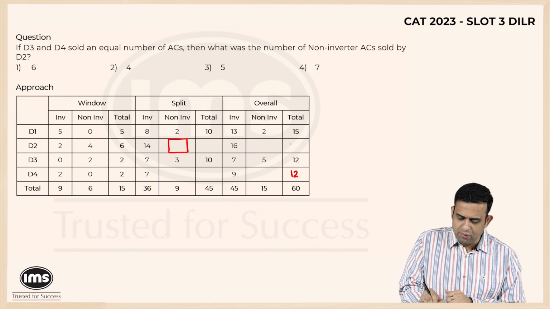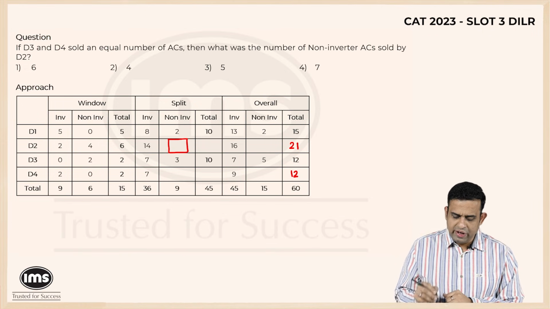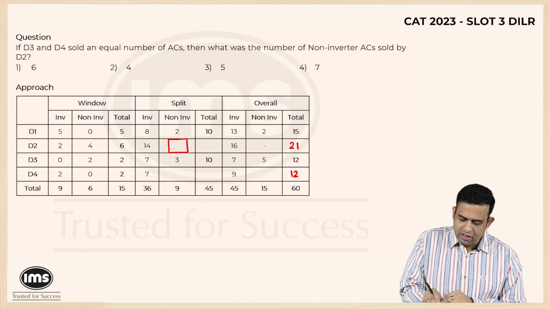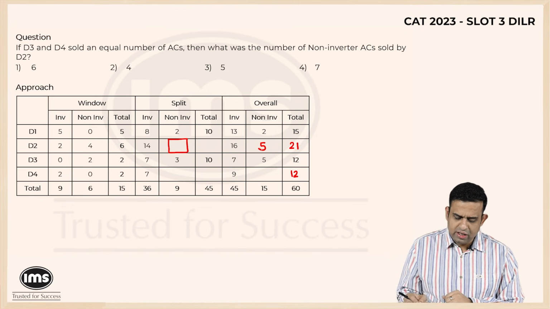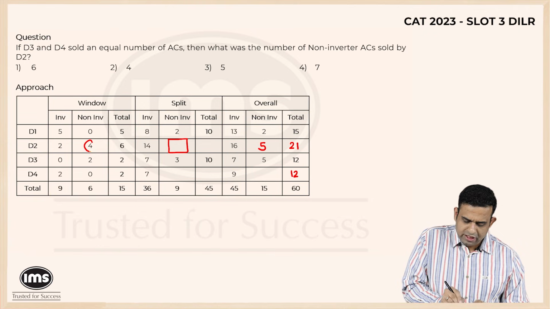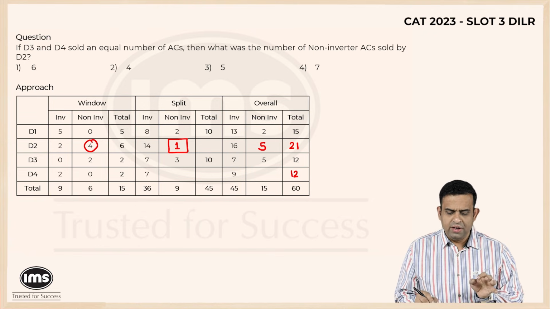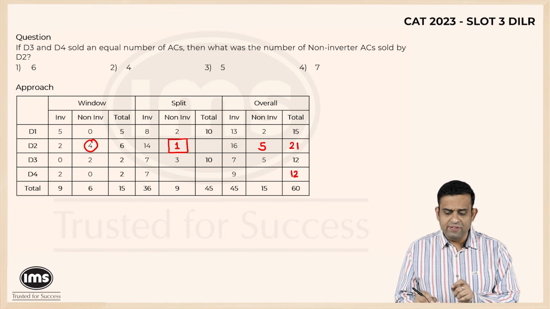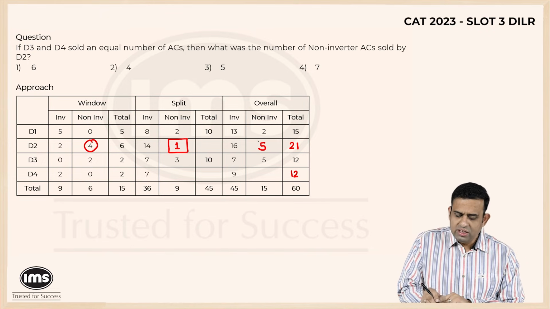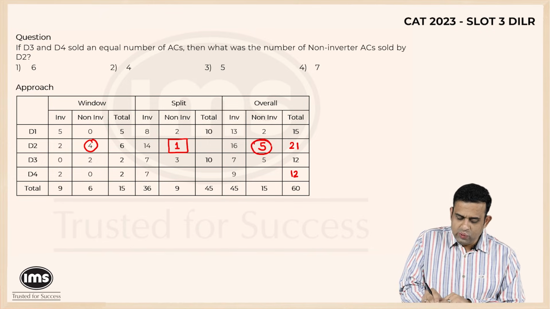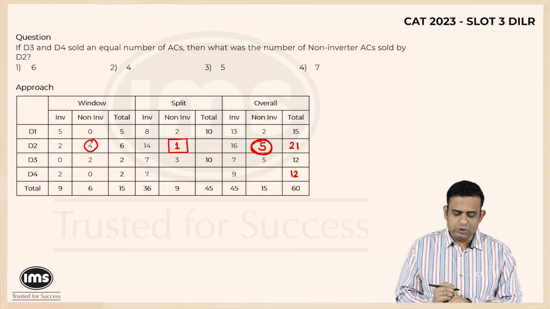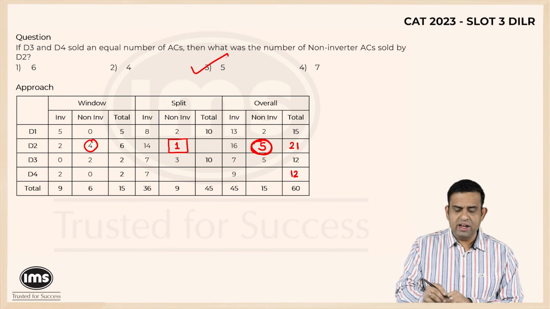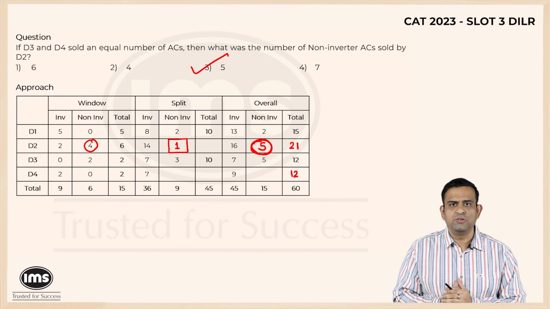So this particular thing will become 21, which would mean this particular part, 16 plus 5, would be 21. If this number is 4 over here, this particular part becomes 1. The question says number of non-inverter AC sold by D2. We need to find out this value. Non-inverter AC sold by D2 happens to be 5, and hence option number 3 is the answer for this particular question.